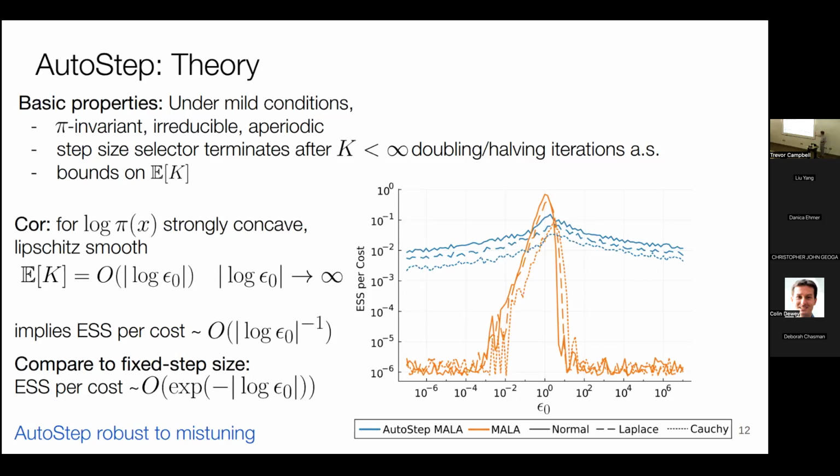And what you can see here is that if you tune the fixed step size method well on these targets that don't have multi-scale behavior, you will slightly outperform autostep. And if you mistune it, you are in big trouble, even by a little bit. That performance falls off super quick, whereas autostep is very robust. It just doesn't care about the tuning of epsilon. And that's exactly what we want in parallel tempering, where we can't really guarantee perfect tuning on all of the chains.